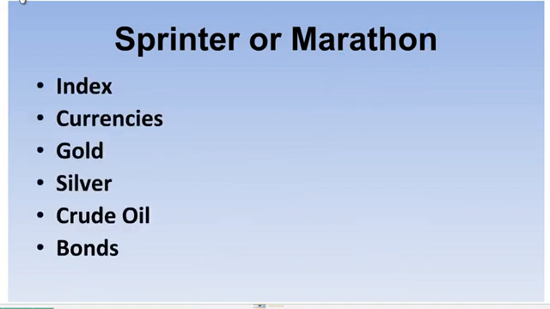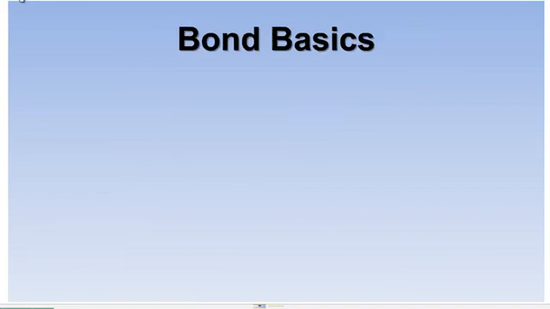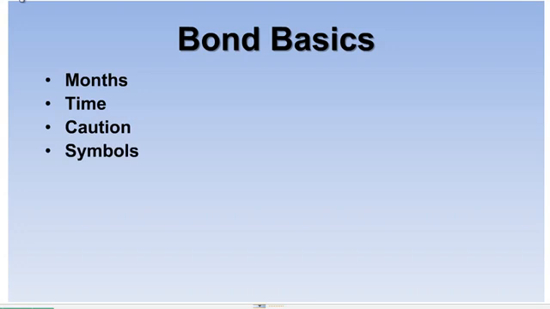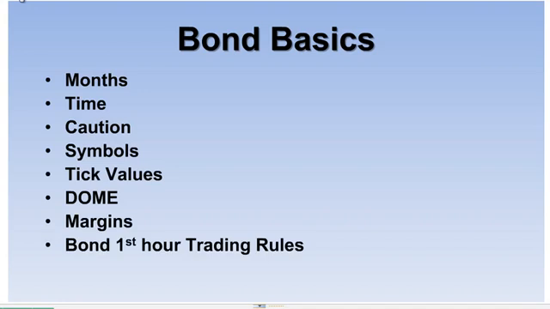All right, so let's go to the next slide here, if I can advance it. There we go. So bond basics: we're going to go over the months they trade, the time they open and close, the cautionary periods of time. We're going to talk about the symbols, the tick values, the DOM, the margins, and then I'm going to teach you 2 of my favorite bond trades. All right. Super simple, and I think I can get it in time if I can make the slides work for me.